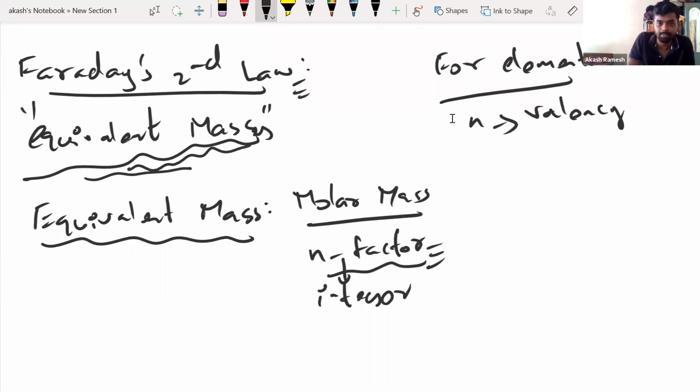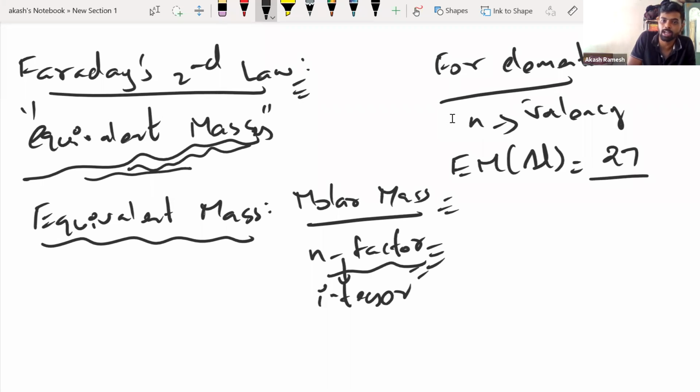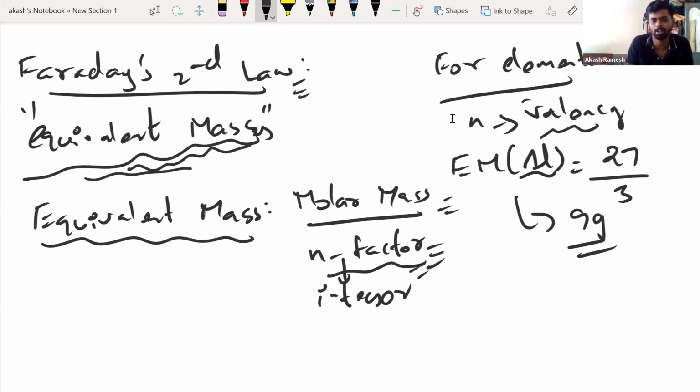Say for example, I want to know the equivalent mass of aluminium metal. What is the formula? It's equal to molar mass divided by the N factor. Molar mass of aluminium is 27, divided by the N factor. I told you the N factor for elements is the valency. I know aluminium has a valency of 3. So the equivalent mass of aluminium is 9 grams.